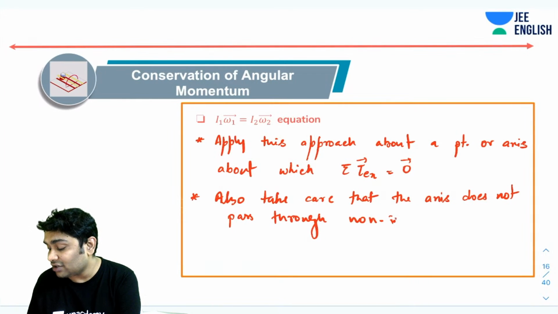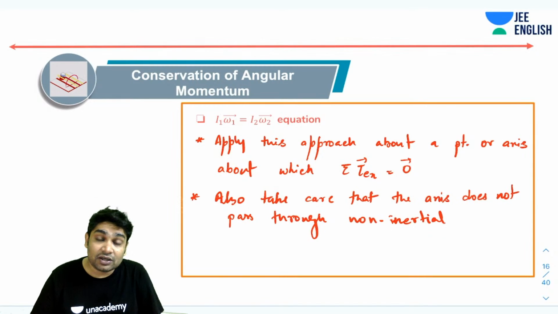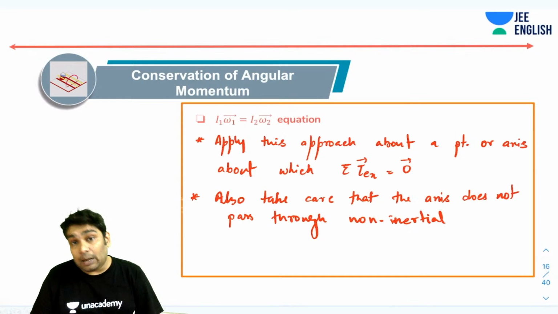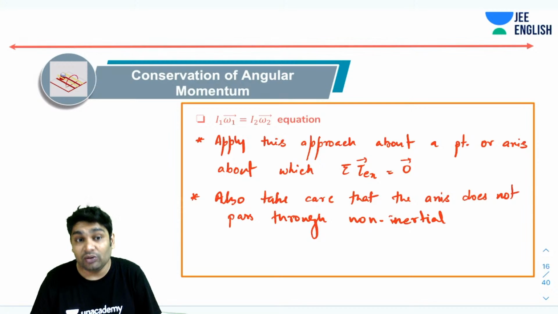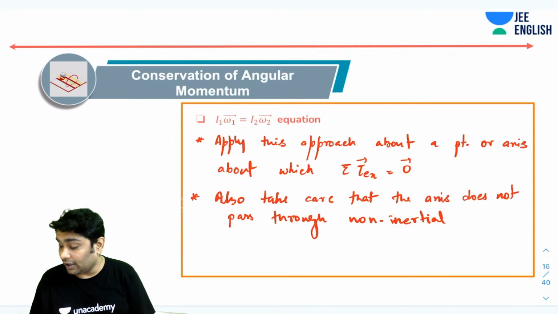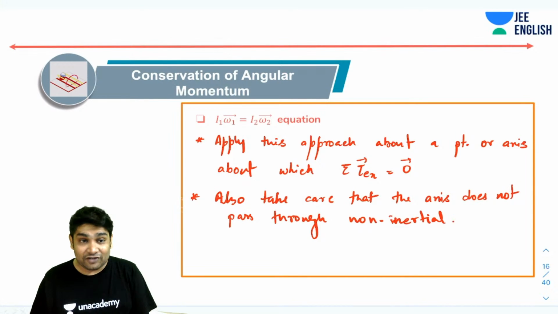So if the axis was passing through non-inertial points, then you would have had a problem. Even if summation tau external was 0, about that axis you cannot apply the conservation of angular momentum. Why? Because there will be a pseudo torque. Okay. So what is the safest way to apply this?